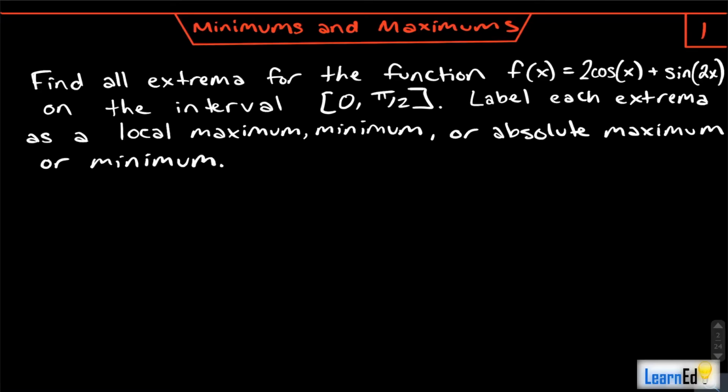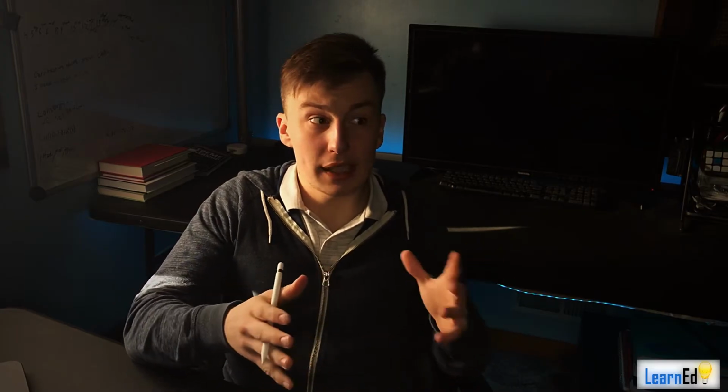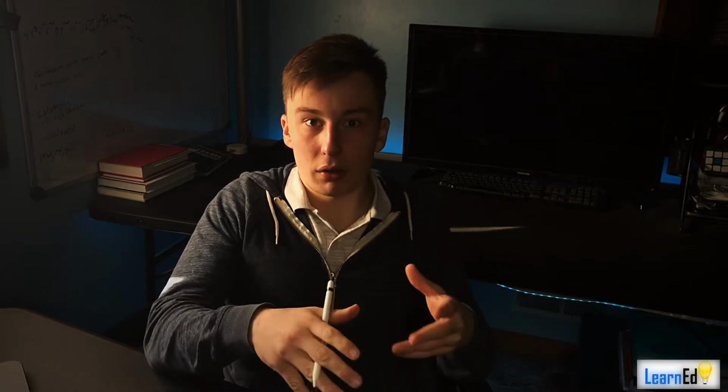Okay, so the first thing I'm going to do is just restate our function. So we have f of x equals 2 cosine x plus sine of 2x. Okay, and well, how do we find all the mins and maxes? Well, we take a derivative, okay? And we set that derivative equal to 0 because where the slope is 0, we have our critical points, right?